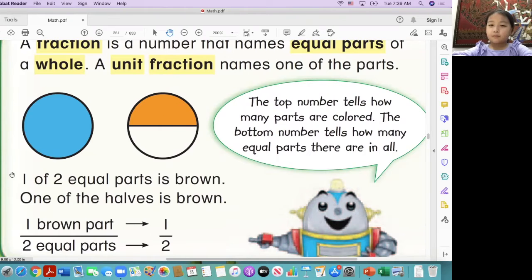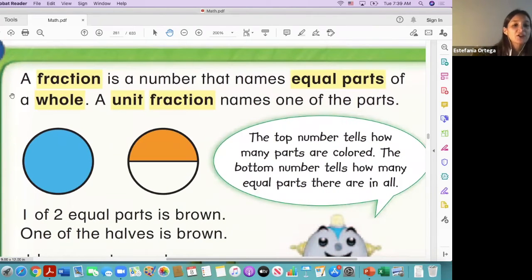Okay. So one of two equal parts is brown. One of the halves is brown. One brown part equals 1 and two equal parts equals 2. So you have 1 over 2. Okay, so let's talk about this.